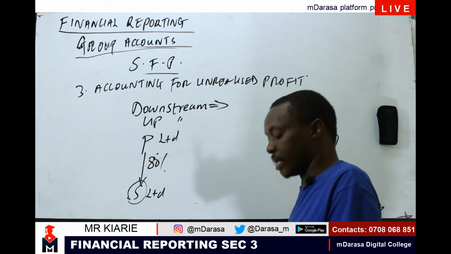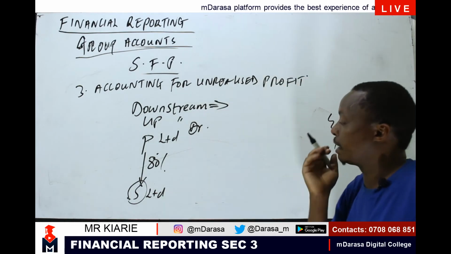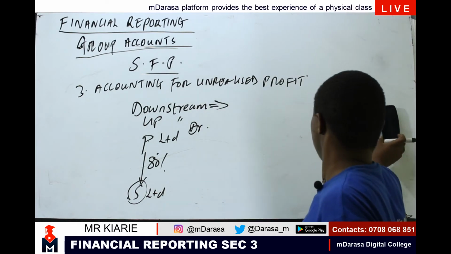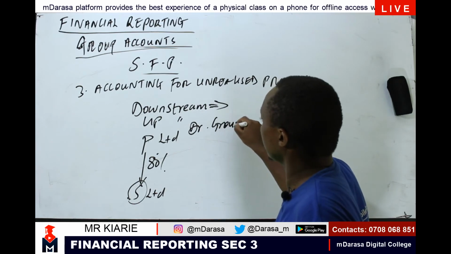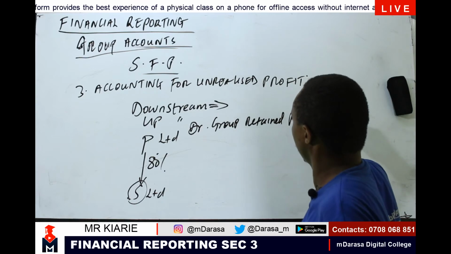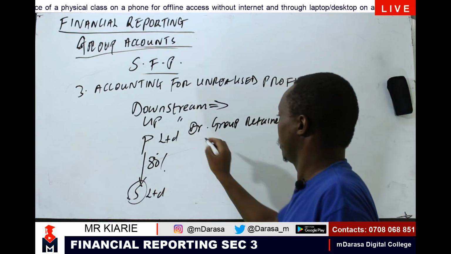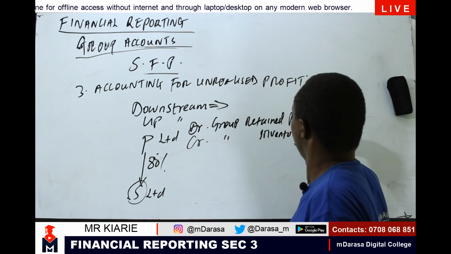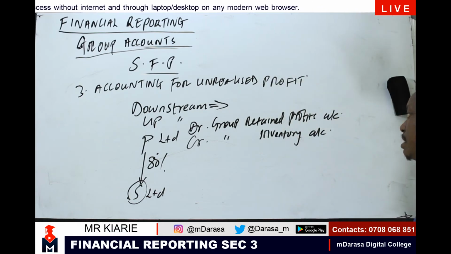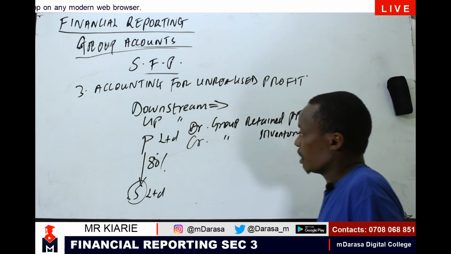In this case, debit group retained profits or retained earnings account, credit group inventory account. That is a downstream transaction.